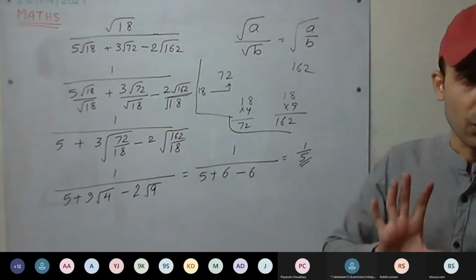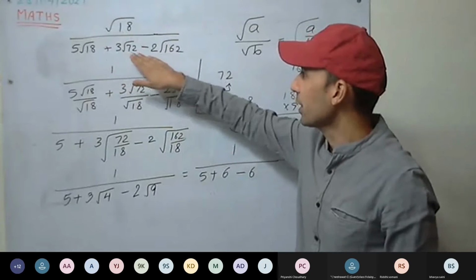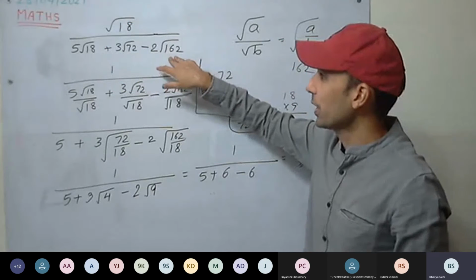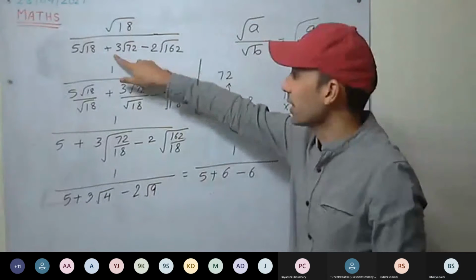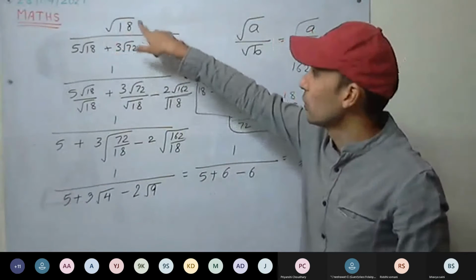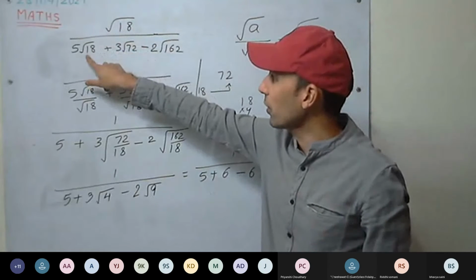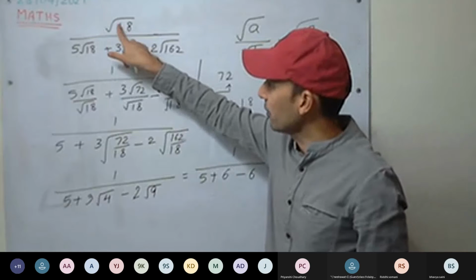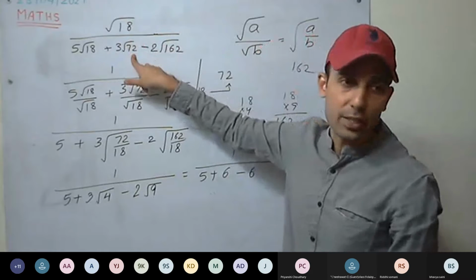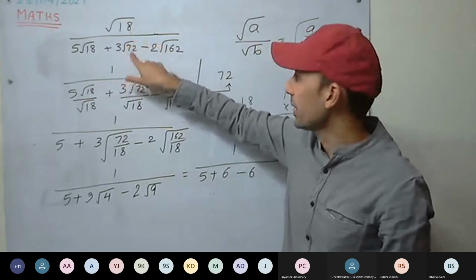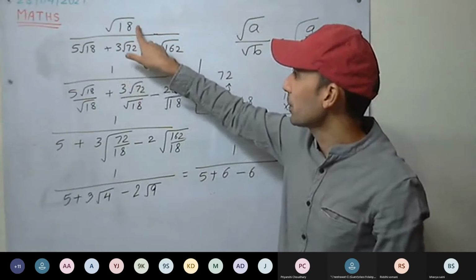Is this clear? So always first see the question and see if they are factors or not. Sir, can you explain it again? Okay, what haven't you understood? First see the question: root 18 divided by 5 root 18. Check, can we divide the whole by root 18, numerator and denominator? For the second term, is 18 a factor of 72, or is 72 a multiple of 18?